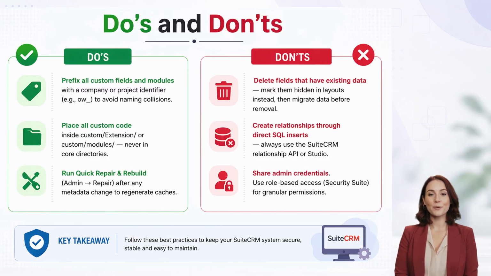Now let's quickly go through some important do's and don'ts that will help you work with SuiteCRM more effectively and avoid common mistakes. Starting with the do's, always prefix your custom fields and modules with a unique identifier, like your company or project name. This helps prevent naming conflicts and keeps your system organized. Next, make sure all your custom code is placed inside the custom directory, such as custom extension or custom modules, and avoid modifying core files to ensure smooth upgrades in the future. Also, whenever you make any changes, don't forget to run Quick Repair and Rebuild from the Admin panel. This step refreshes the system and applies your updates correctly.